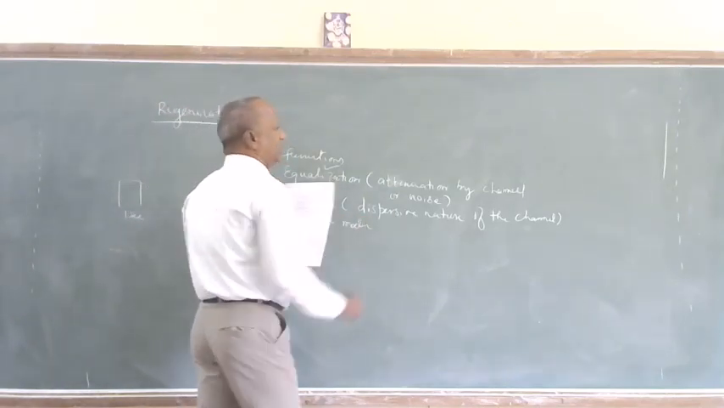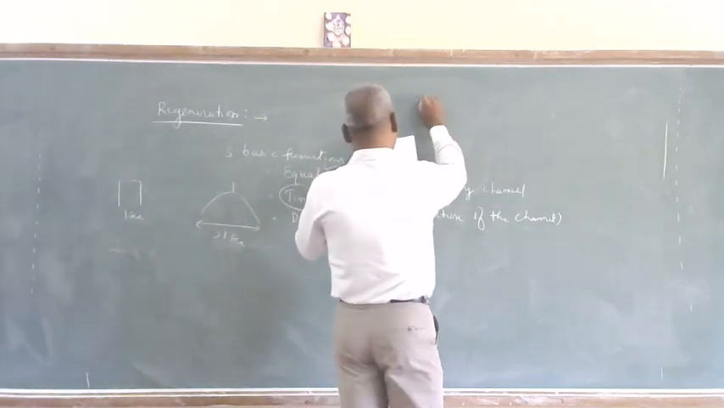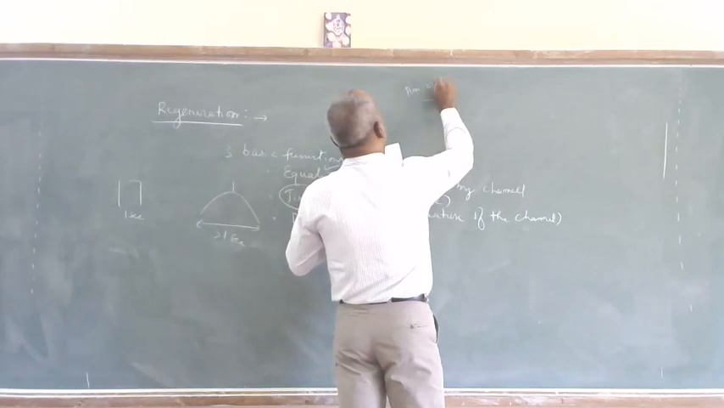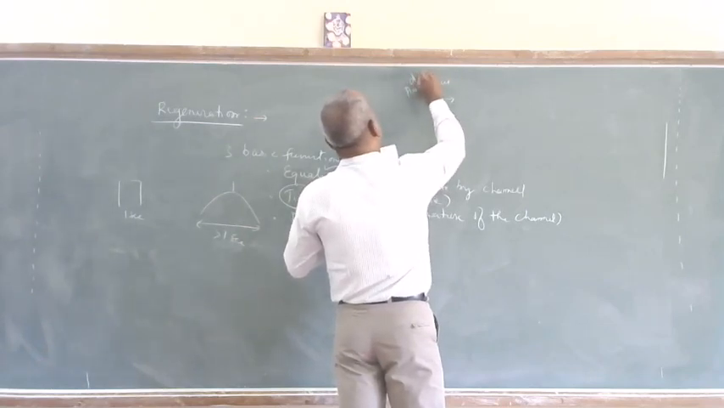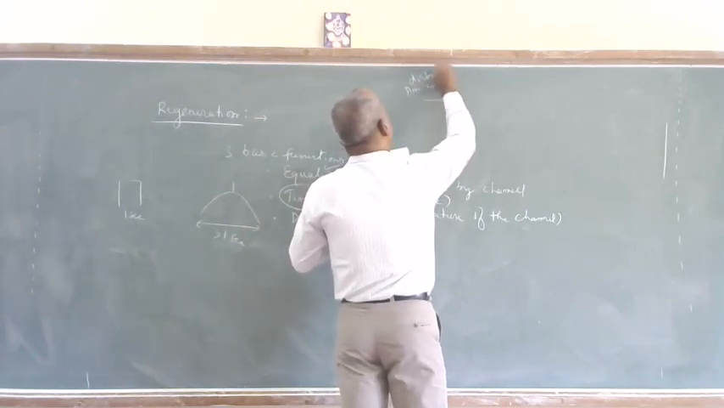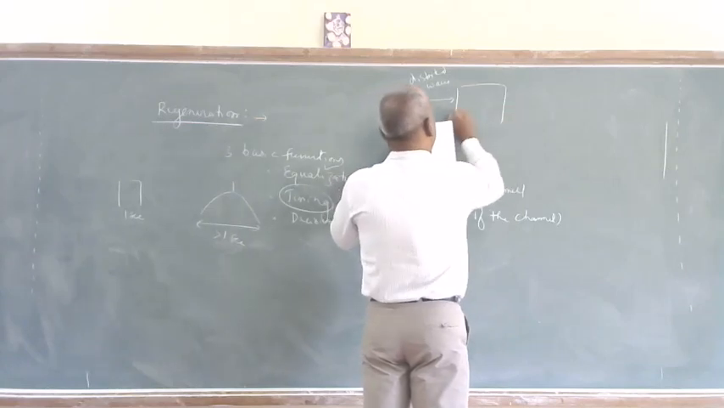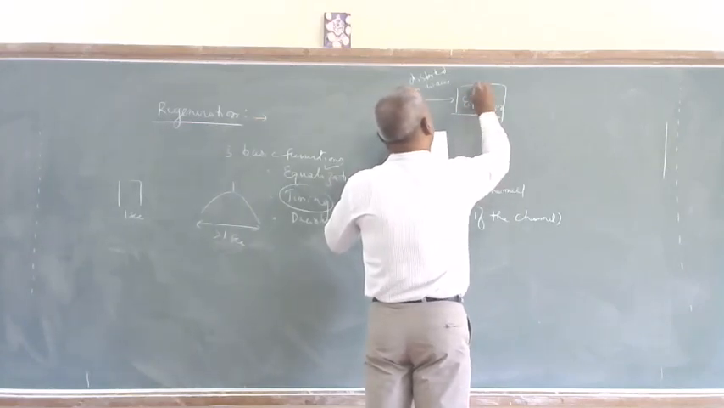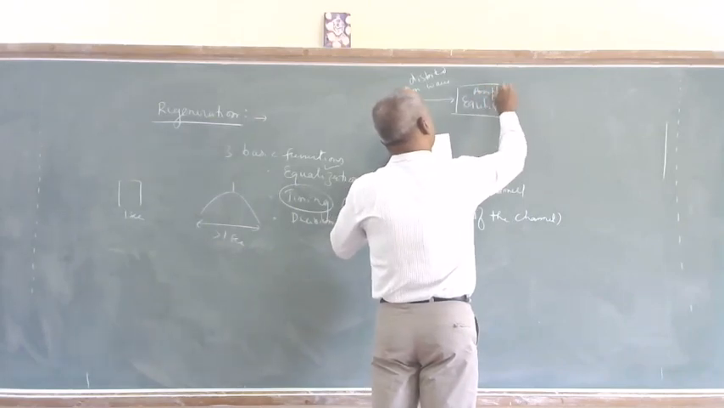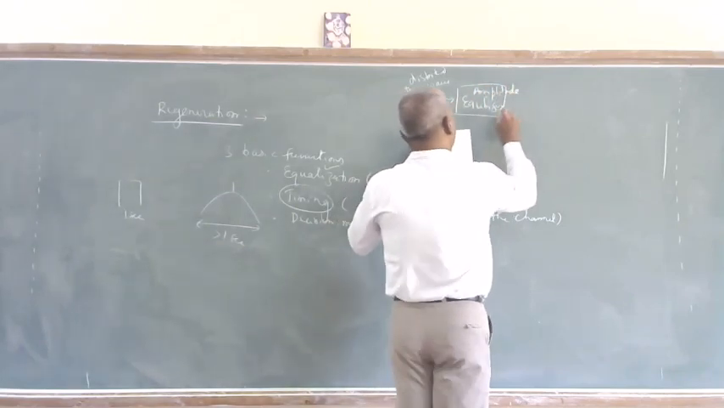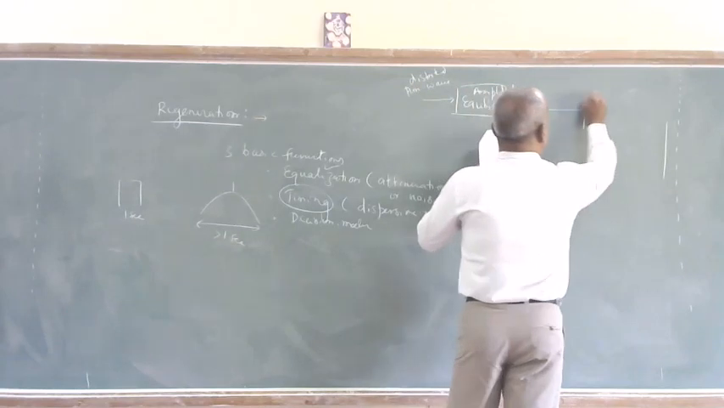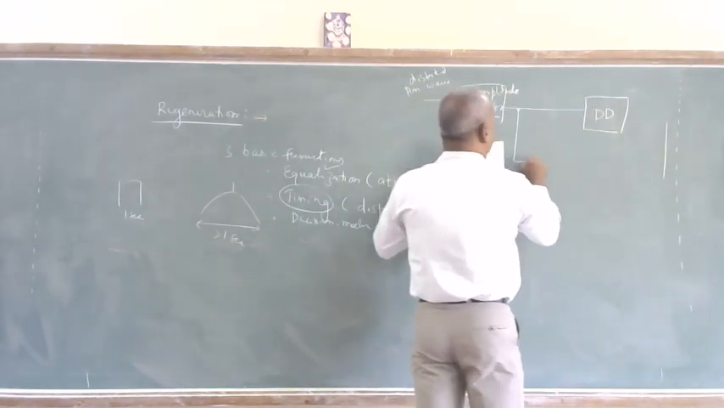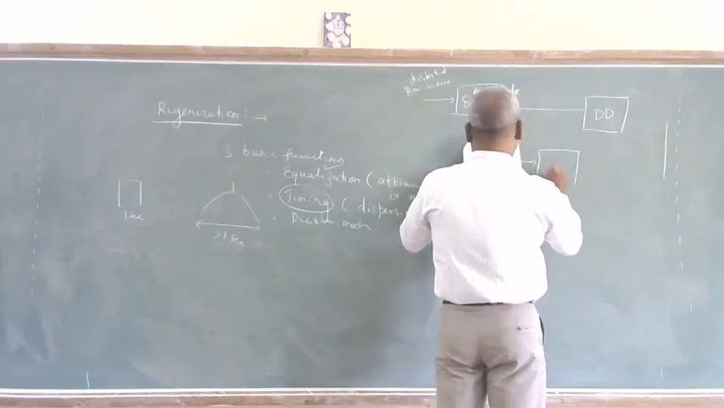So let me explain. First of all, the distorted PCM wave goes to an amplitude equalizer. The output is given to the decision device, and then this is given to a timing circuit.